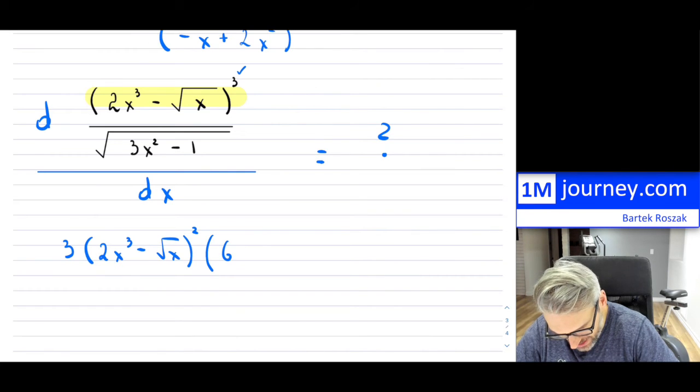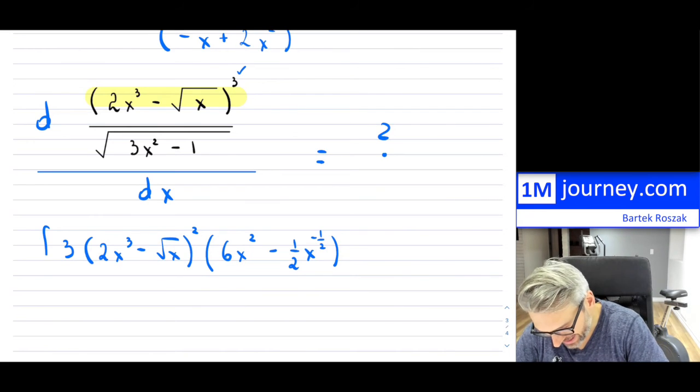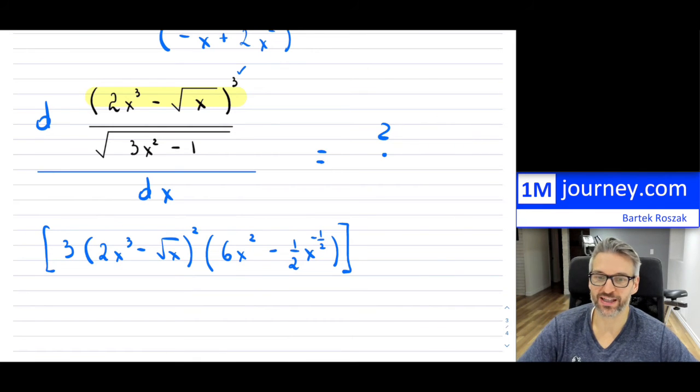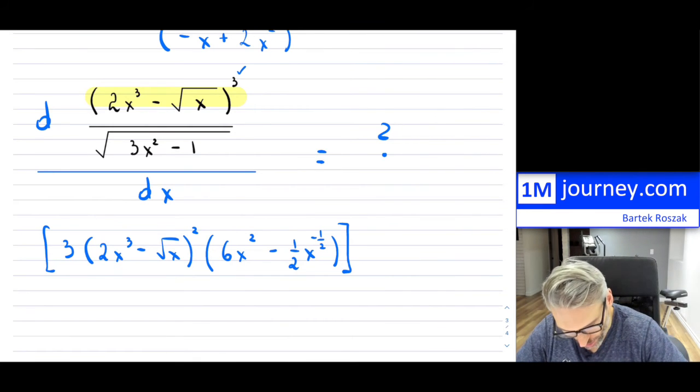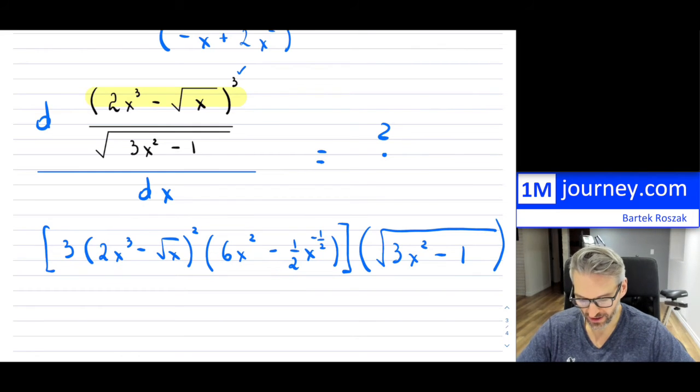So that's going to be 6x squared minus, now take the derivative of that, which is going to be 1/2 x to the negative 1/2. That is the derivative, unfortunately, of the numerator. And now all of this is going to get multiplied by 3x squared minus 1, which is the denominator.